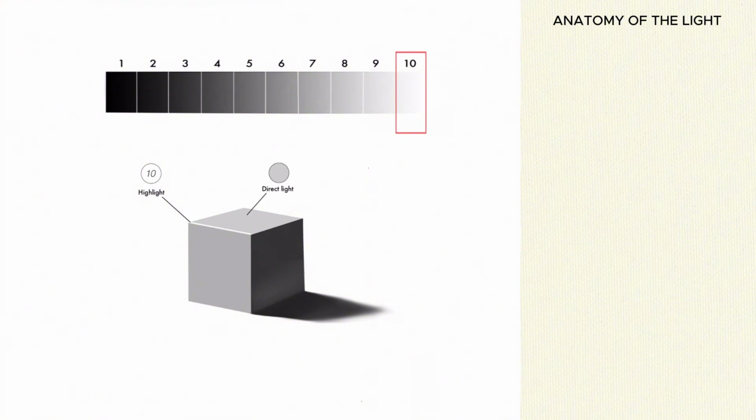Moving on to the direct light. This area is directly struck by the light source, so it's appropriate to choose a tonal value that falls within the category of tints. For the direct light, I would opt for a mid-range tint value, specifically an 8.